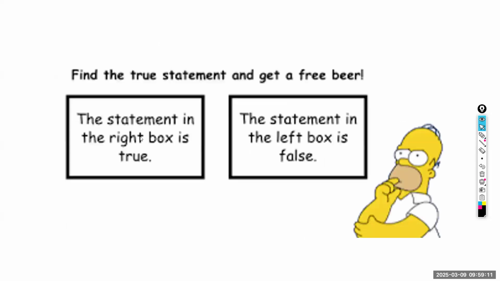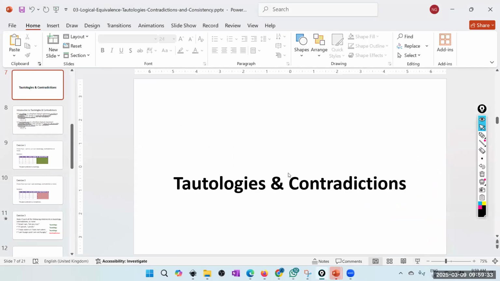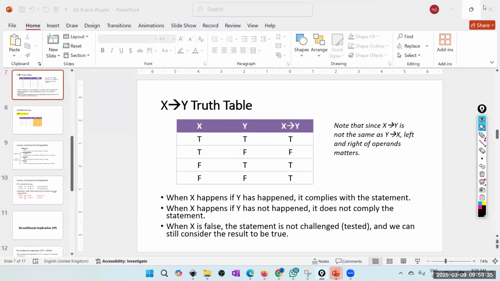Right, so this is another one. The statement in the right box is true. Right. So the statement in the right box is true. The right box says the statement in the left box is false. Okay. So another paradox. Right. So that's it about tautologies and contradiction.